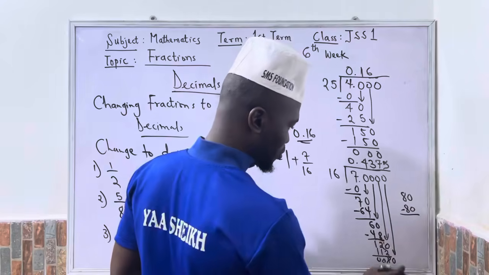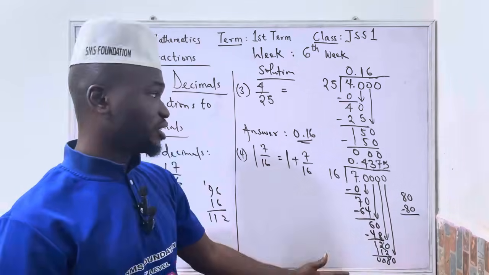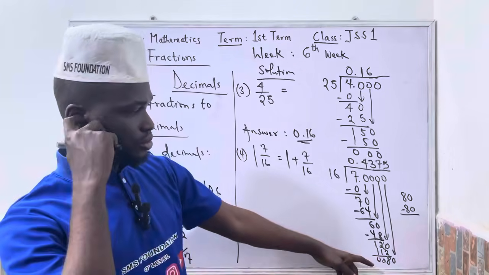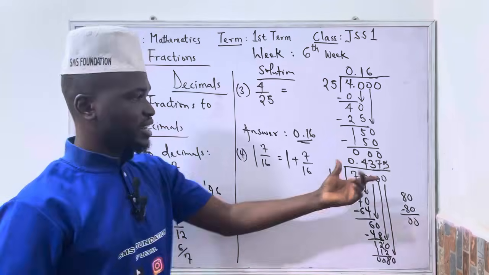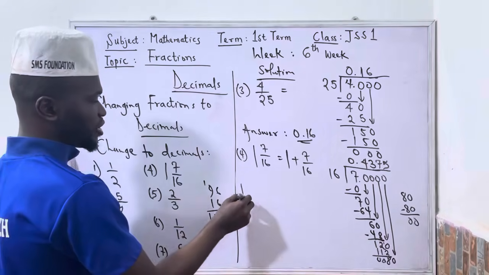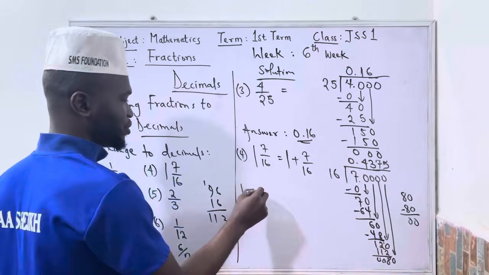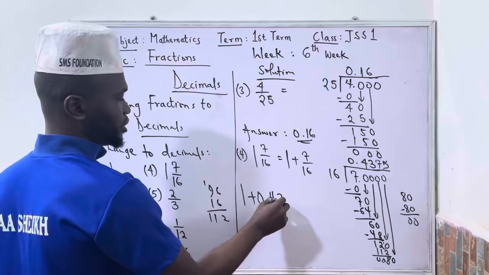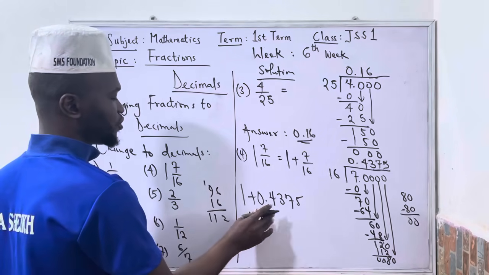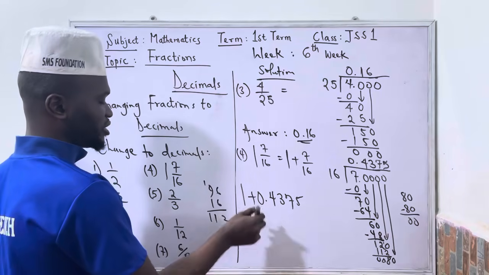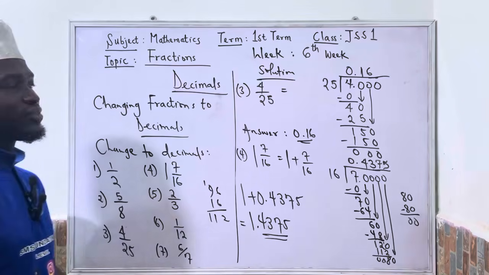So let us subtract. You continue your own at the bottom here, because my board is very small, it can't contain. So 80 minus 80, that will give me 0. So now, this is what I have as my answer. 7/16 is now equal to 0.4375. Now, 1 plus this, that will be 1.4375. So this is the answer.